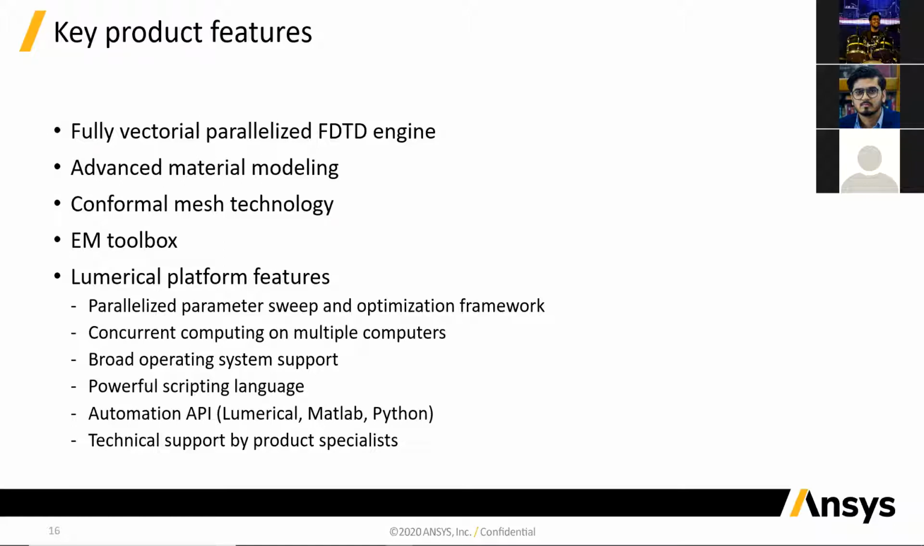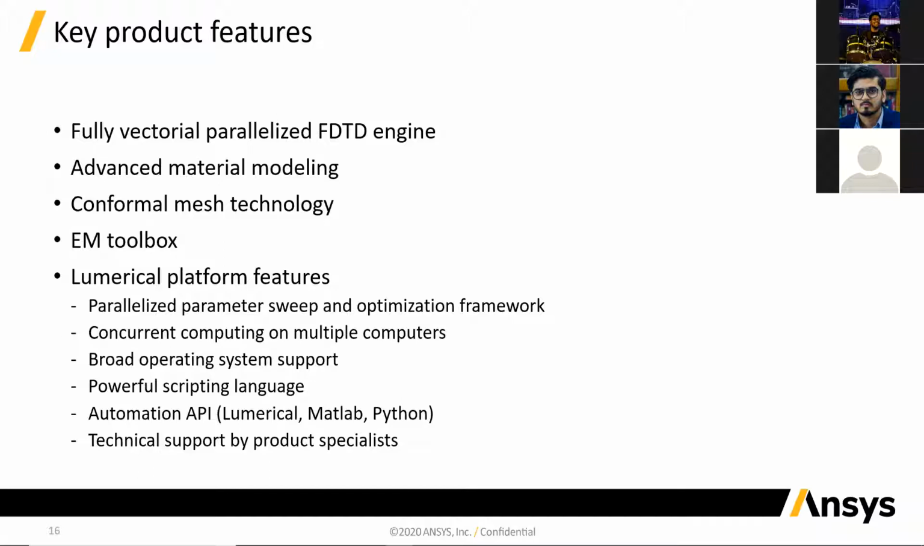FDTD uses a rectilinear grid mesh. So you can imagine that if you have a complex geometry, defining or resolving that with a rectilinear mesh can lead to error. However, it uses conformal mesh technology where it can very accurately resolve curved surfaces and complex surfaces as well. So even if you have a complex structure, you can use FDTD and get accurate results.